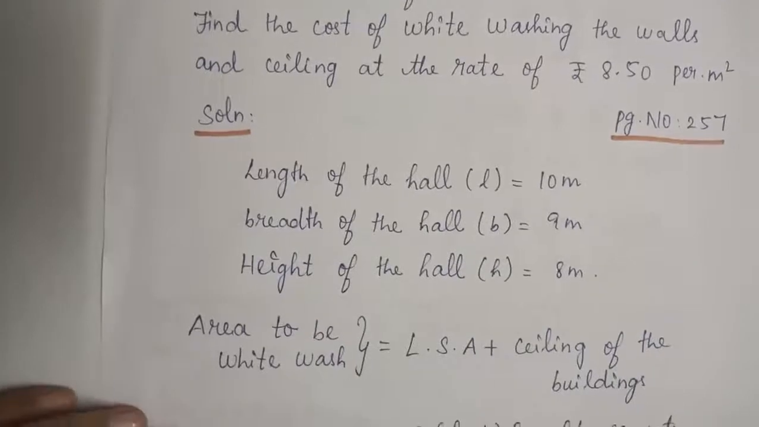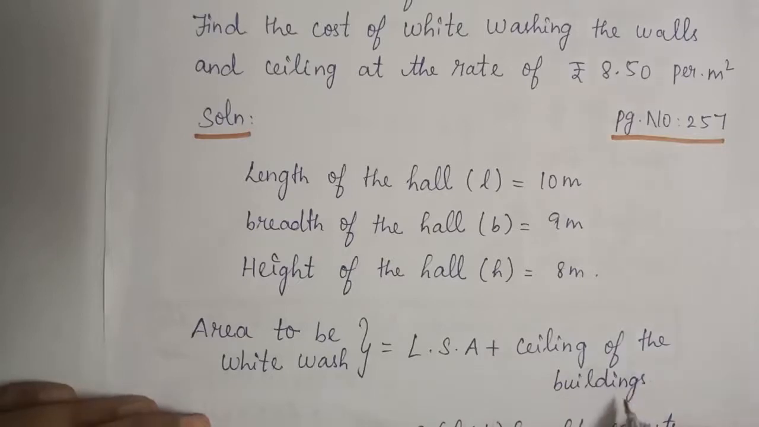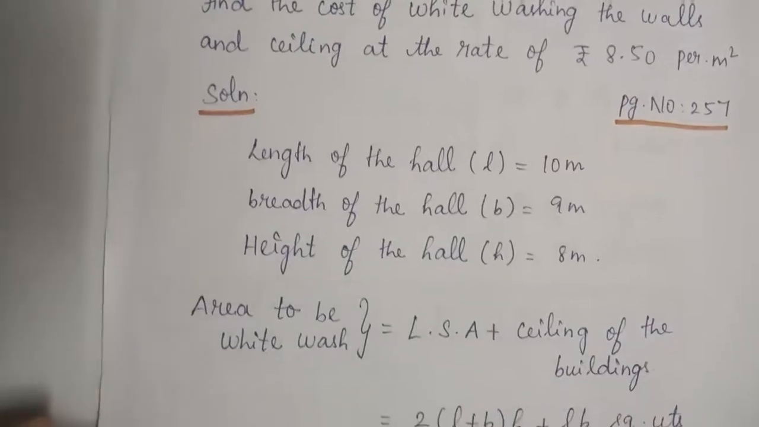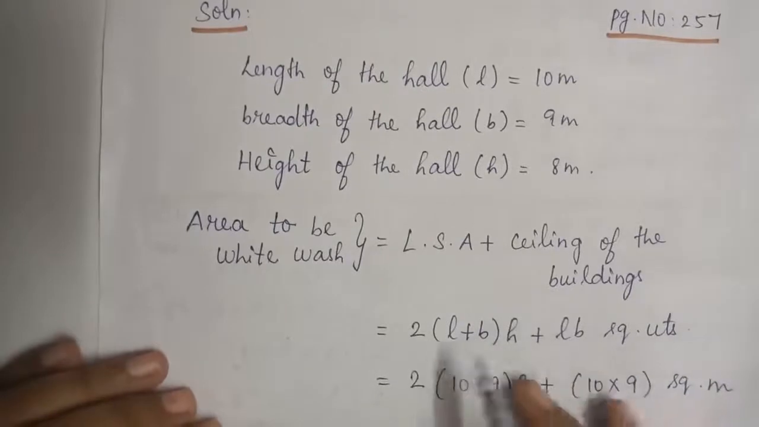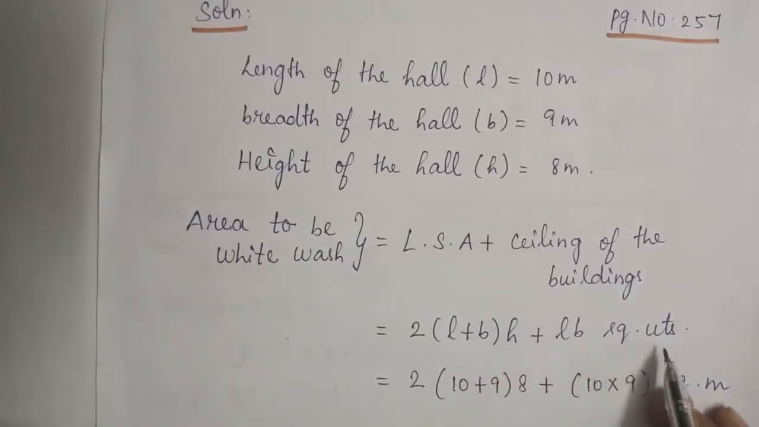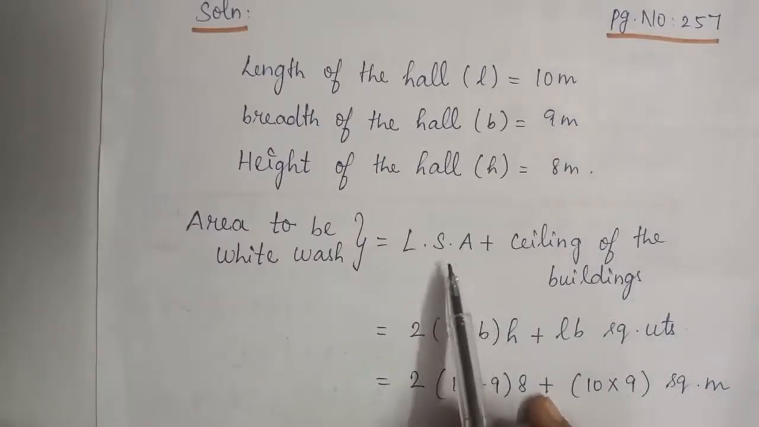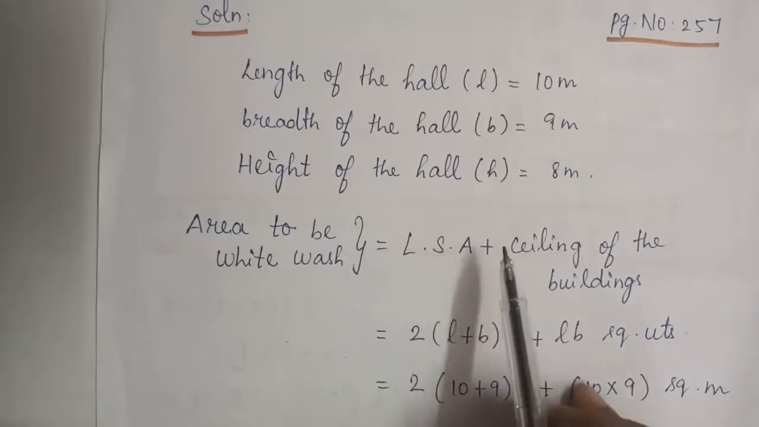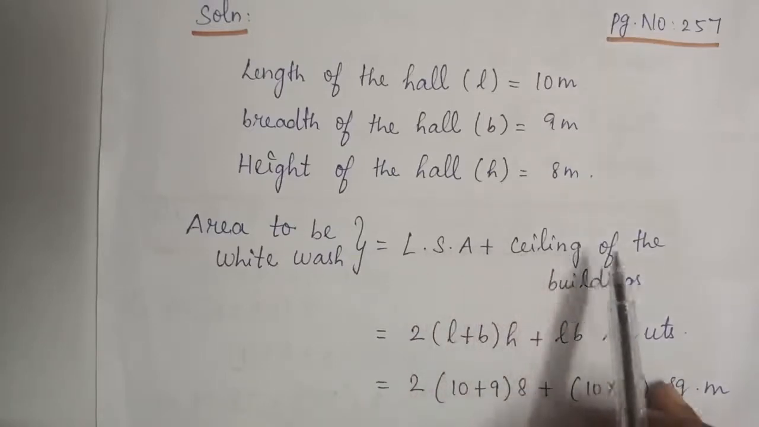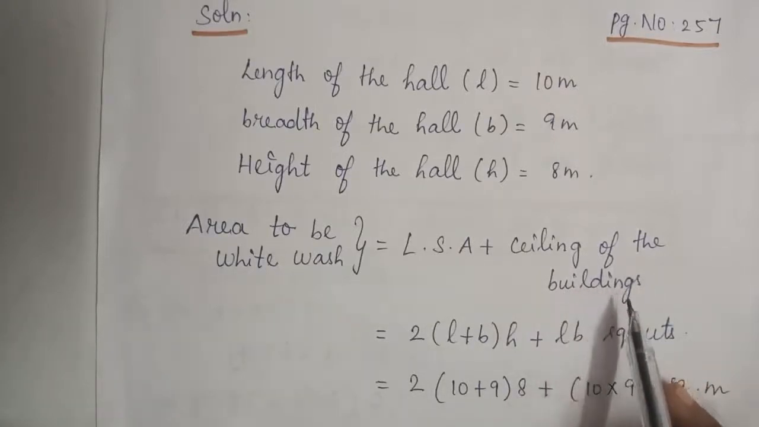So the area to be whitewashed is equal to LSA, that is lateral surface area of the hall, plus ceiling of the building, which is equal to 2 into (L plus B) into H plus LB square units. Why are we taking the lateral surface area? Because we leave out the top and bottom portions, and we include only the ceiling of the building, not the floor of the building. So we are choosing like this.